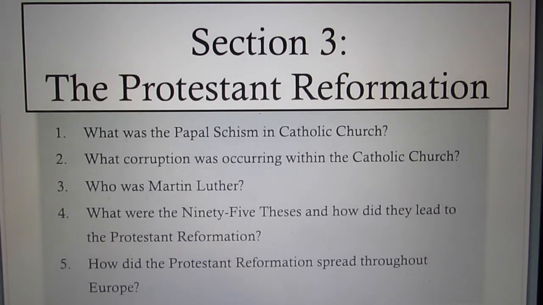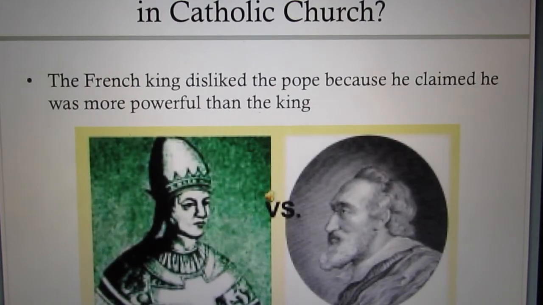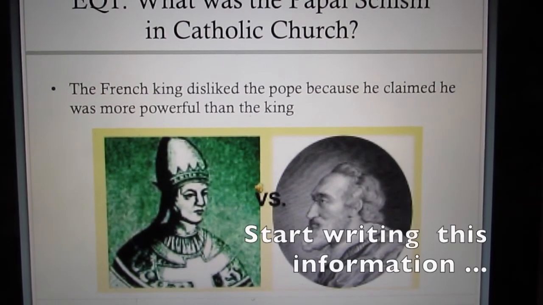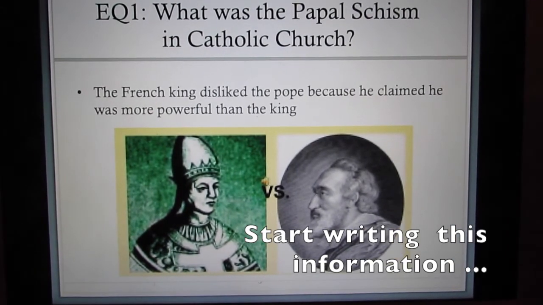So just to give you an idea of this section we're about to dive into, the Protestant Reformation was the name given to the religious reform movement that divided the Western Church into Catholic and Protestant groups. We see the Papal Schism within the Catholic Church occurring because of corruption and disagreement. So for EQ number 1, what was the Papal Schism within the Catholic Church?